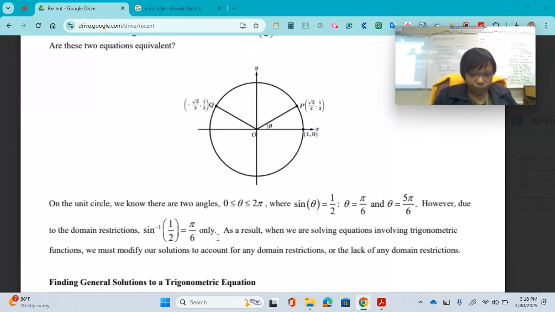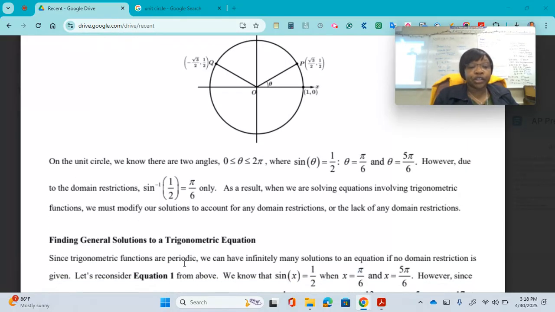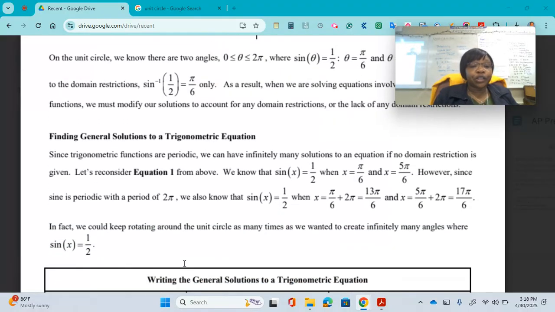Now, as a result, when we are solving equations involving trigonometric functions, we must modify our solutions to account for any domain restrictions or the lack of any domain restrictions. So, finding general solutions to trigonometric equations. Since trigonometric functions are periodic, we can have infinitely many solutions to an equation if no domain restriction is given.